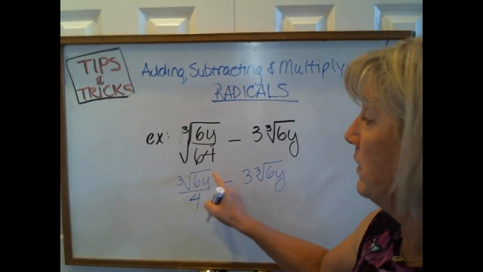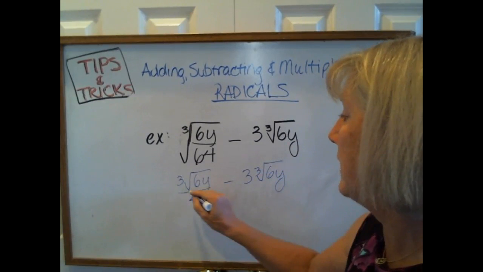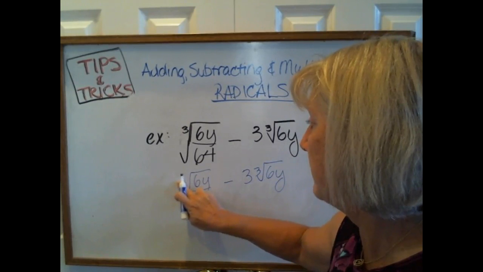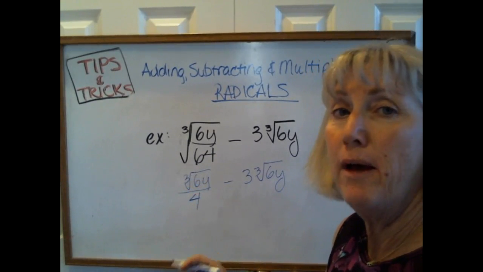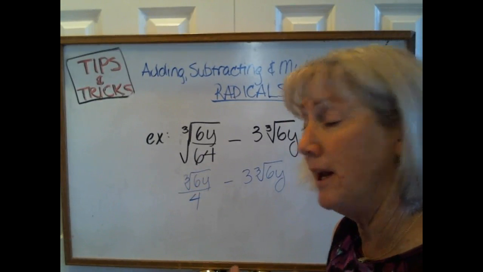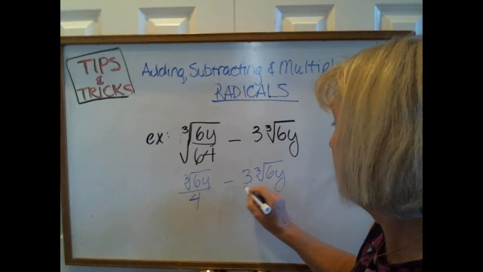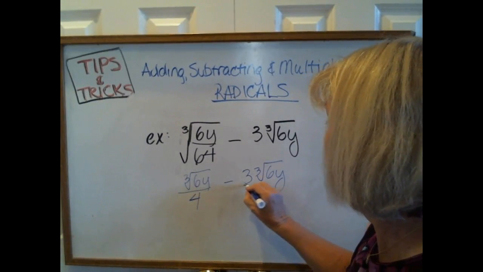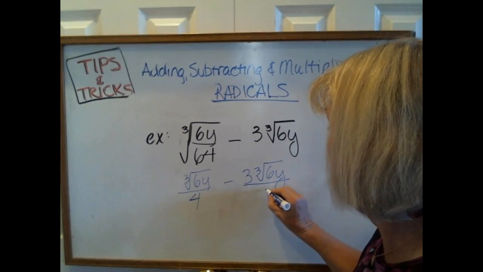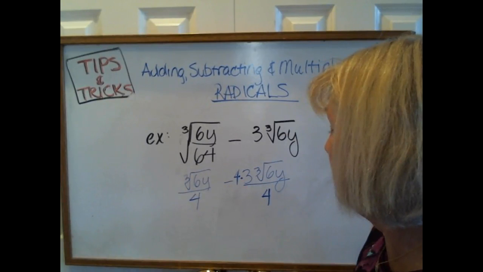And you're like, oh good, well look, the radical parts are the same. Cube root of 6y, cube root of 6y. I'm going to write this, it's a little more clear. Cube root of 6y. The problem is these don't have a common denominator. So we need to get the common denominator of 4. Since this is an expression, not an equation, we can't clear it. So we multiply a 4 on the bottom and then times 4 on the top.